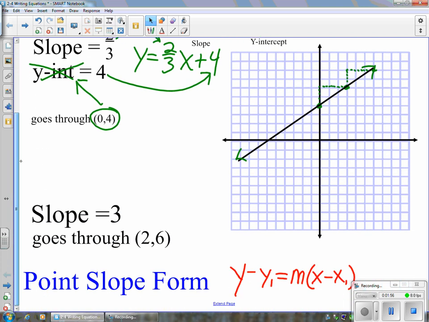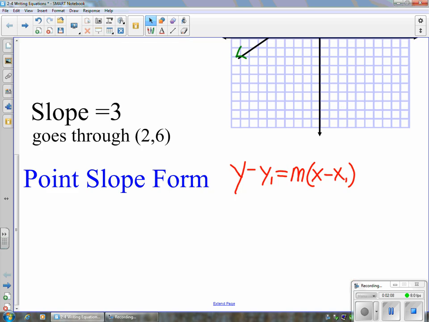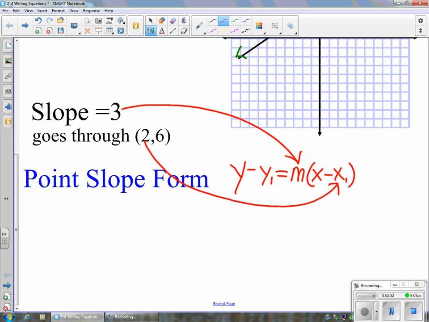So what if they're not that nice? What if they say the slope is 3, but it goes through a point that's not your y-intercept, say (2, 6)? Well, they made a special form for that, and they call it point-slope form. Point-slope form is y minus y1 equals m, which is your slope, times parentheses x minus x1. What it's designed for is to say, okay, what's your slope? Put it in the m spot. x1 and y1 are the x value and the y value of your point. So you just drop them in.